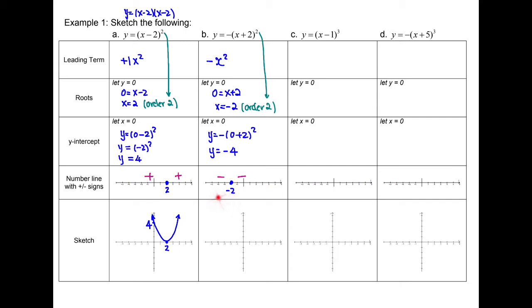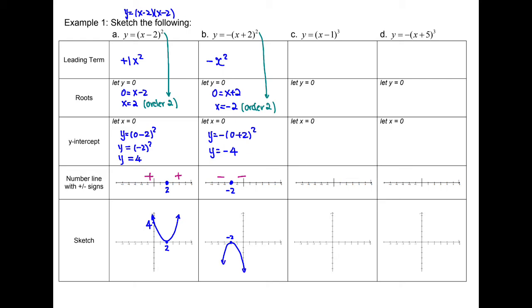After we have the roots and the positive-negative sign, then we can do our sketch. So first, let's put our x-intercept on. Next, because I know on both sides of the root is negative, that means the graph is below the x-axis. And at negative 2, the order is 2. That means at this root, it looks like a parabola. So now we can do a sketch.